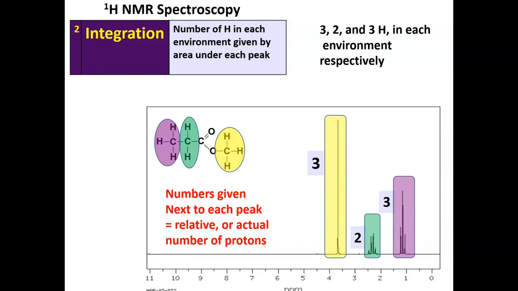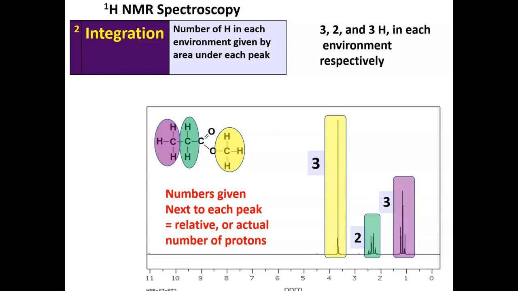And as you can see in our example here, the peaks are listed, as you can see, with 3, 2, and 3 protons respectively. Now, again, if you count up the number of protons in our actual molecule of methyl propanoate, there are, of course, 8 protons, and they are all accounted for by the numbers you can see. So obviously, in the yellow proton environment, there are 3 hydrogens.